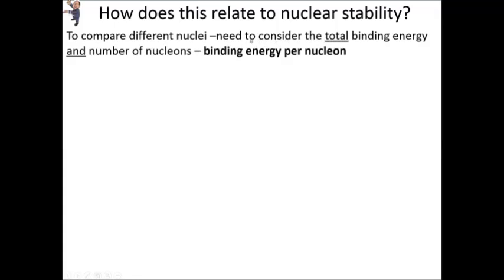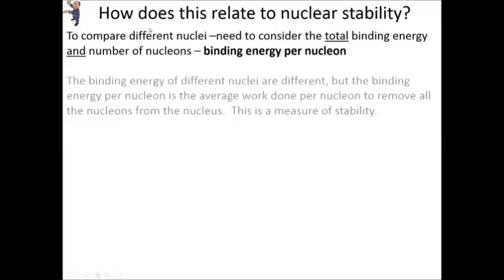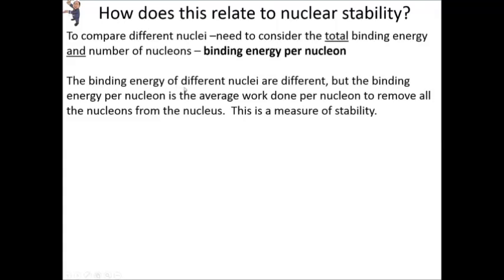It might be worth us looking at the binding energy per nucleon. So we need to consider the total binding energy and the number of nucleons. In the three different nuclei we've done, they've all got different numbers of protons and neutrons, different mass numbers. So let's have something we can compare by working out the binding energy per nucleon. Now, the binding energy of different nuclei is different, but the binding energy per nucleon is the average work done per nucleon to remove the nucleons from the nucleus. And this is a measure of stability if you think about it.